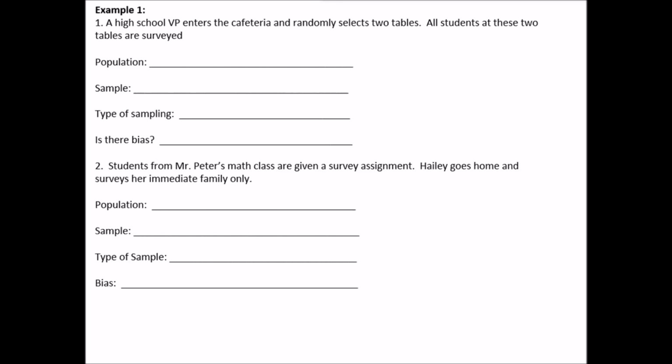Okay, let's do some examples. A high school VP enters the cafeteria and randomly selects 2 tables. All students at these 2 tables are surveyed. So this one, the population is all students at the school. Okay, and the sample, well, they sampled 2 tables full of students.